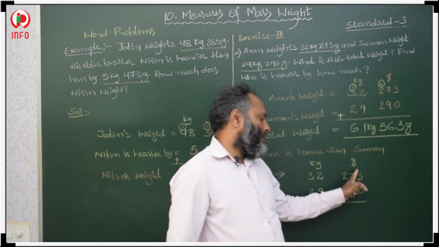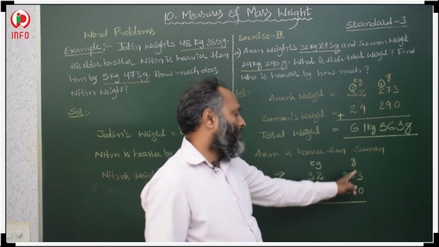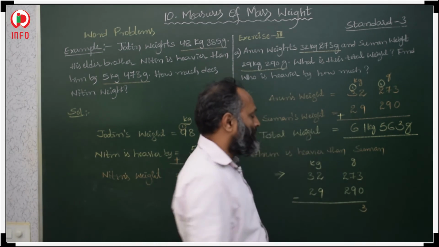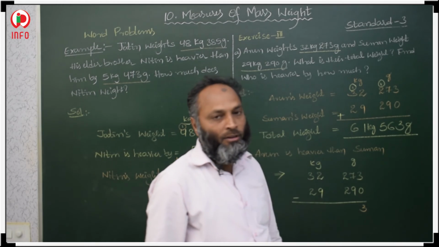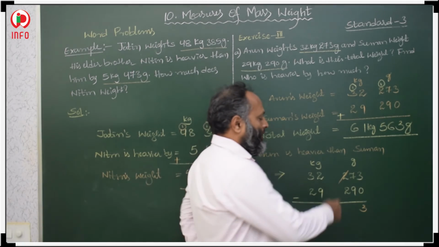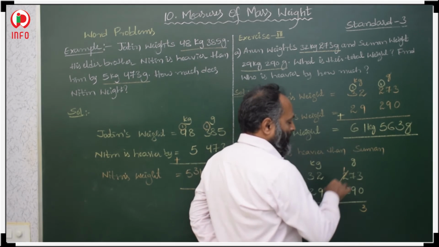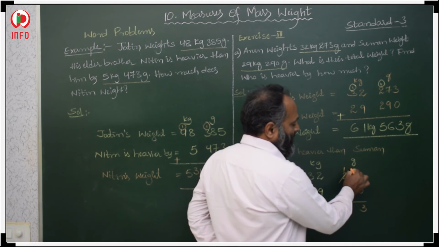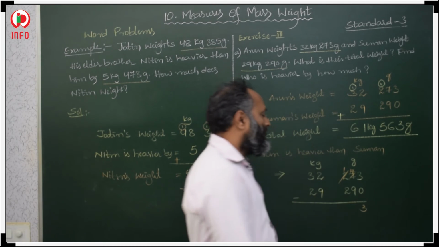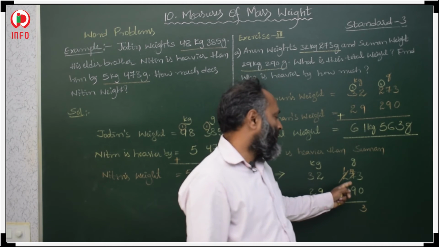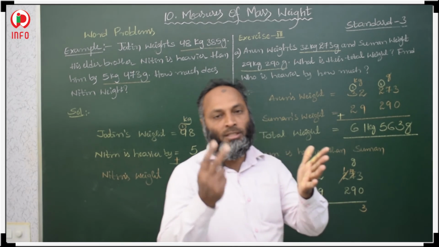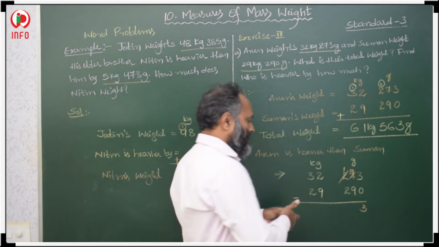Extreme right digit in grams: 3 minus 0 is 3. 7 minus 9. Smaller minus bigger, we cannot minus, so take borrow from the next hundreds place. If you take 100 borrow from 200, then 100 is left. Here you will get an increase by 10. 10 plus 7, 17 here. 17 minus 9 means from 10 to 17 you have to count: 10, 11, 12, 13, 14, 15, 16, 17. It is 8.